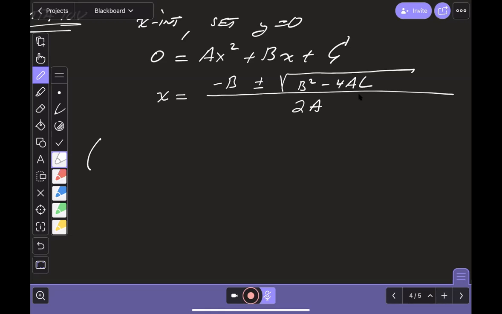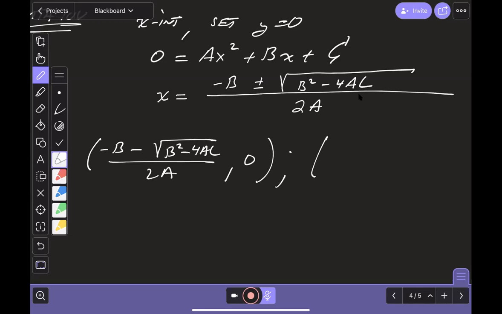Well, I'm going to write down both x-intercepts. The first one is going to be minus b minus the square root of b squared minus 4ac, over twice a, comma 0. And the next one is going to be minus b plus the square root of b squared minus 4ac, over twice a. Yeah, I know this is tedious.